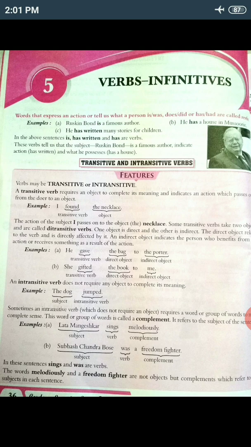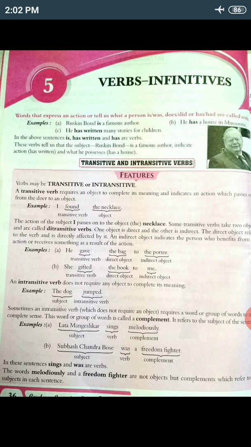Whereas in a transitive verb, we require a subject, a verb, and then an object. Okay, I would like to give you one more example. He gave the bag. Here he is the subject, gave is the verb, and the bag is the object. All right, so that is the difference. That way you can identify the transitive and the intransitive verbs.